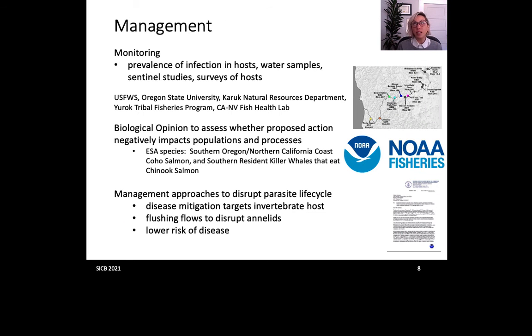So for the past 15 and more years, an extensive monitoring program has collected data on C. shasta thanks to many people in the U.S. Fish and Wildlife Service, the Karuk Natural Resources Department, Yurok Tribal Fisheries Program, California Nevada Fish Health Lab, and Oregon State University. And these data inform the biological opinion that's released by NOAA that assesses the impacts of dam operation on species listed under the ESA, or the Endangered Species Act. One of the management approaches for C. shasta targets the annelid hosts by using flushing flows in the spring that scour them from their habitat to then reduce their abundance before they release actinospores.